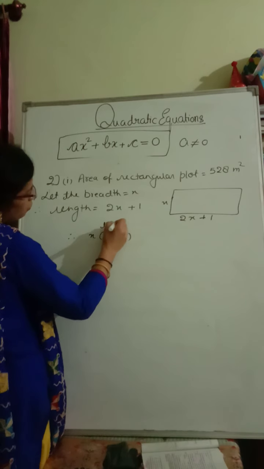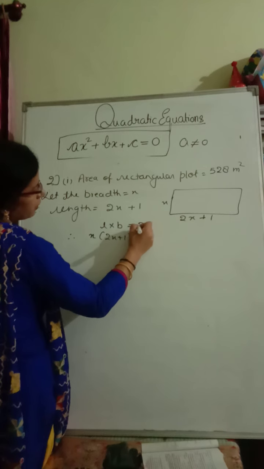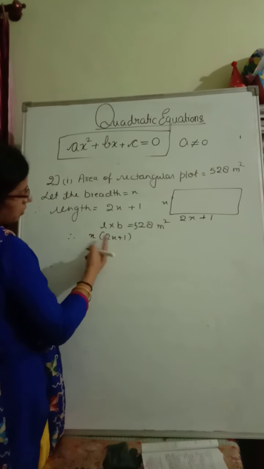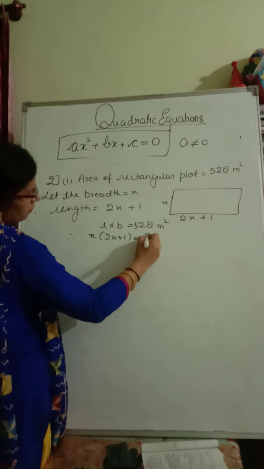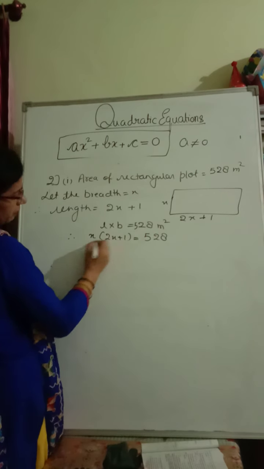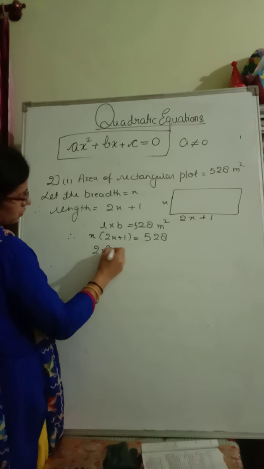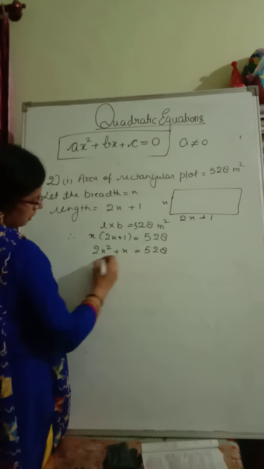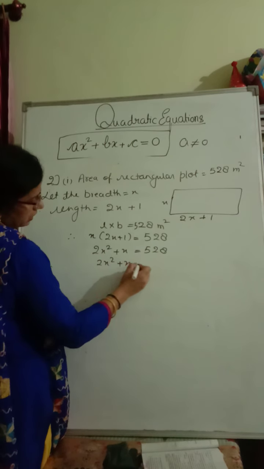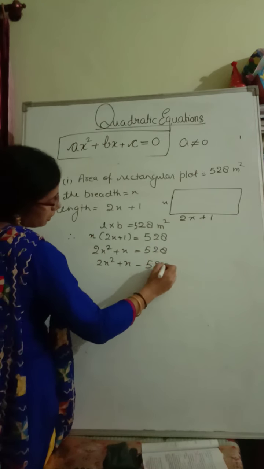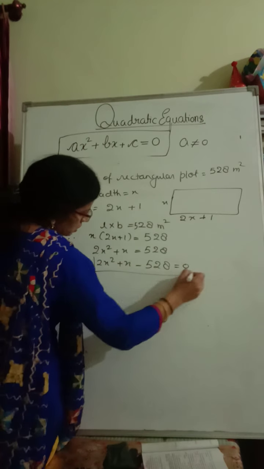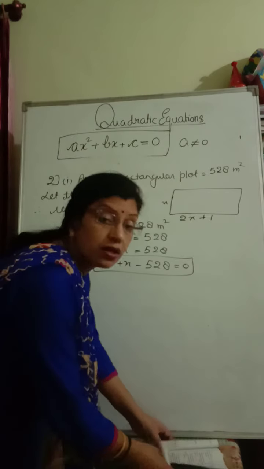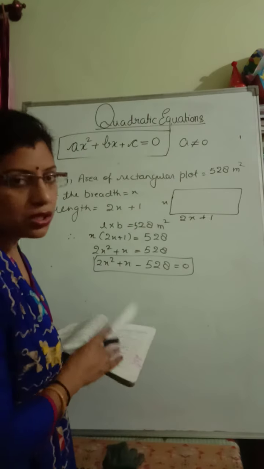That means length into breadth we have 528 meter square. So breadth into length is equal to 528. So multiply it inside: 2x square plus x equals 528. Bring it this side: 2x square plus x minus 528 equals 0. So this is your quadratic equation. In the question it is asked only to form a quadratic equation, no need to solve it.